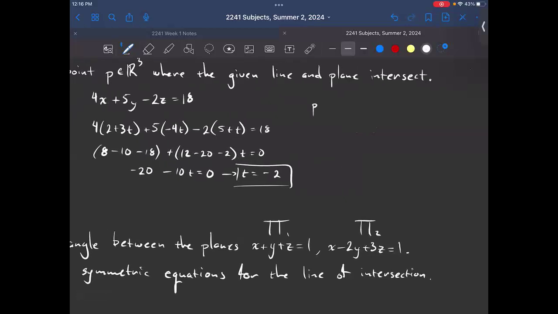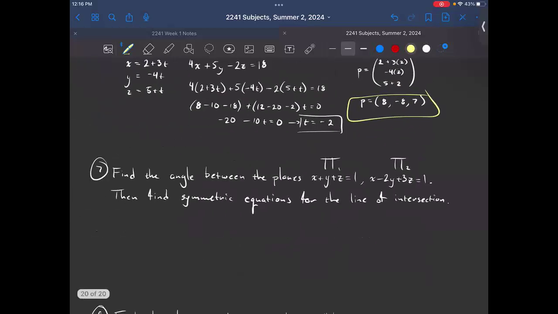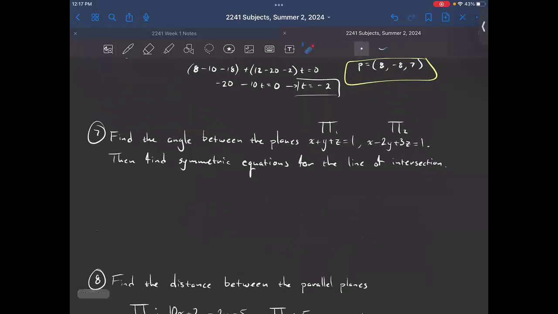So if t equals negative 2, I get the x, y, and z coordinates of my point P, which means that P is equal to the point given by 2 plus 3 times (negative 2), minus 4 times (negative 2), and 5 plus (negative 2). Or P equals (negative 4, 8, 3). That is the point of intersection of this line and this plane. All right, we're almost there. We've got 3 more problems.